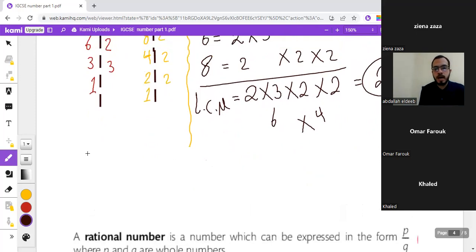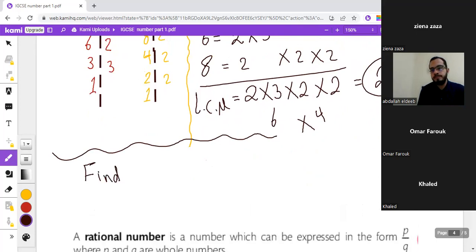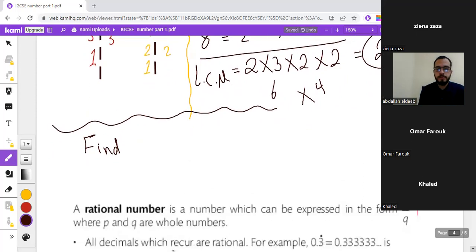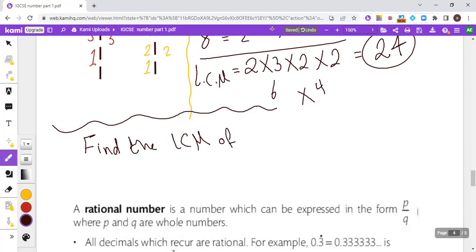Now it's your turn. Find the LCM of 12 and 14.